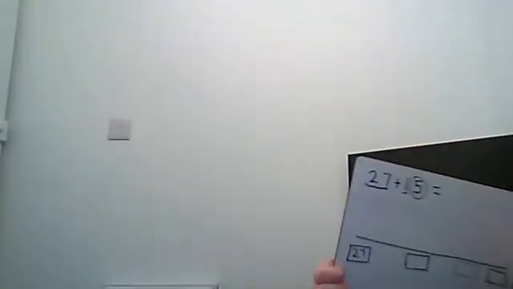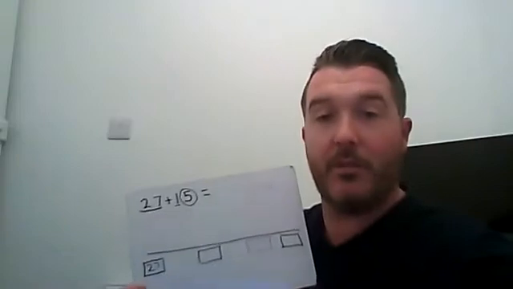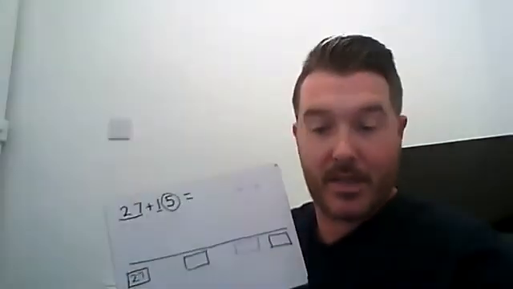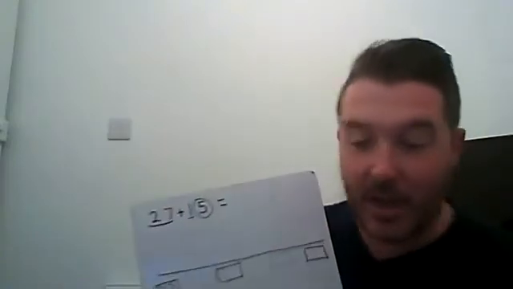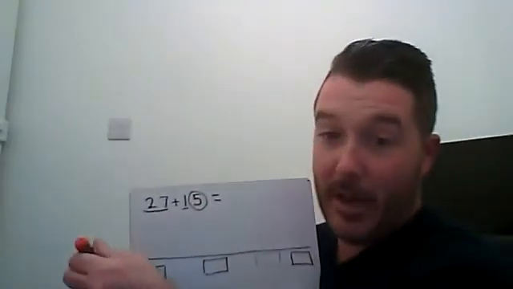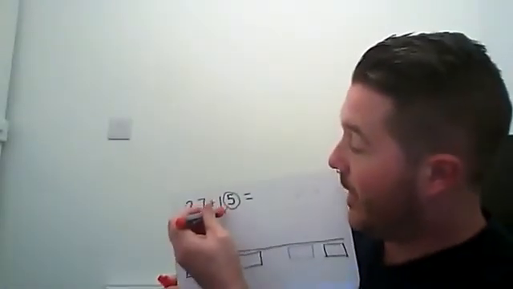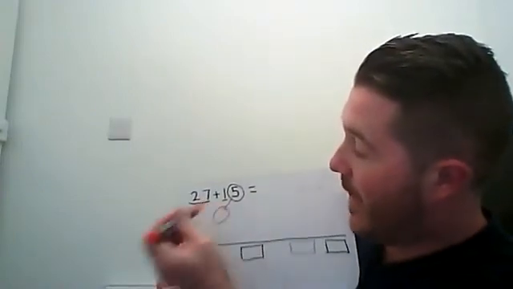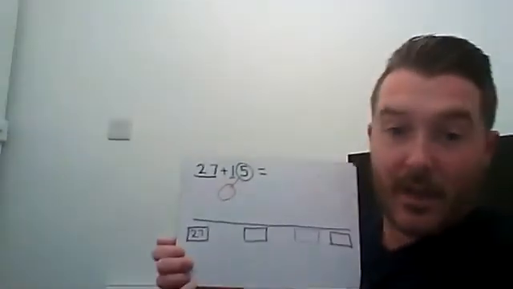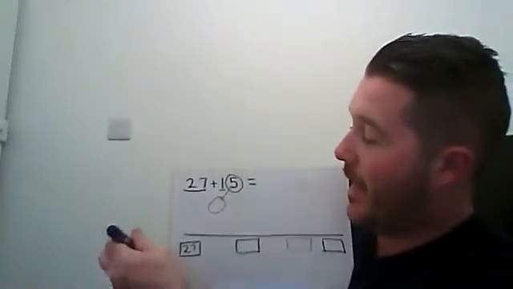Let me just get my coloured pen so I can show you what I mean by that. So we're going to have a green pen. I haven't got a green pen, so I'm going to use a purple pen, but yours will be green on your worksheet. So I'm going to have one part here and the other part here.